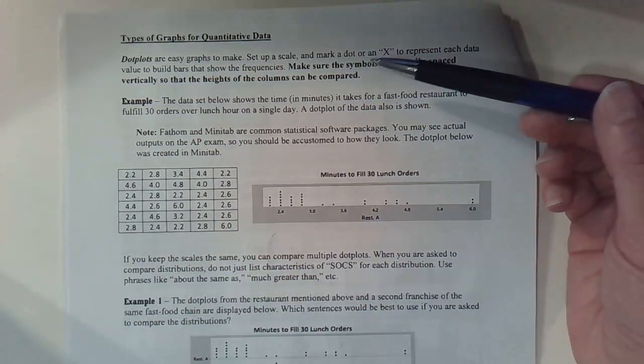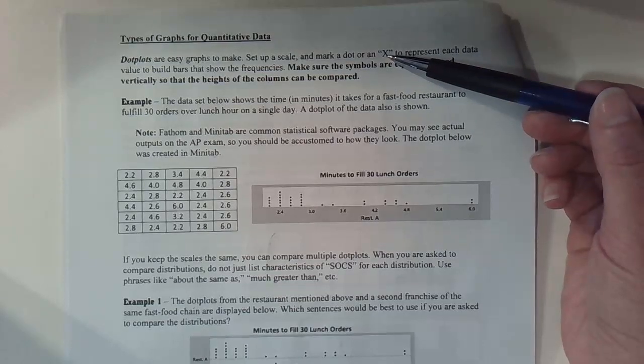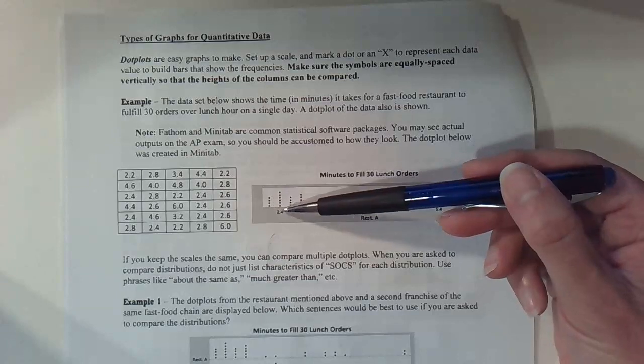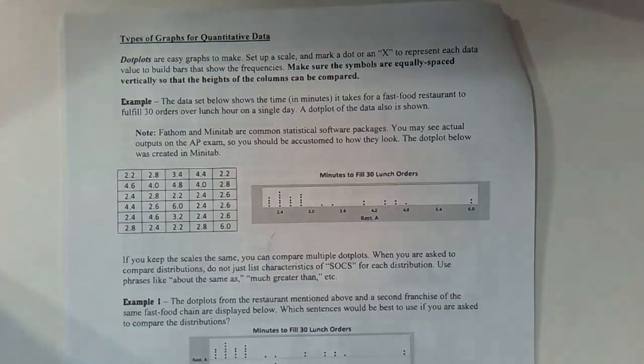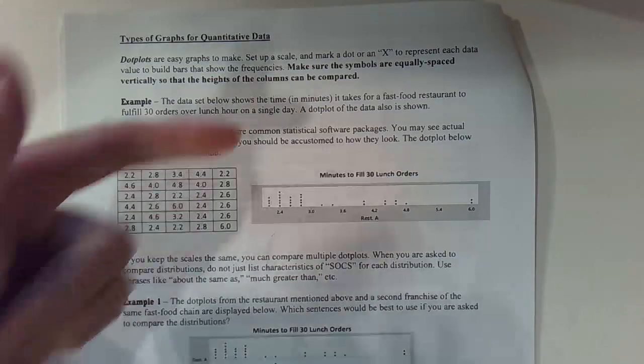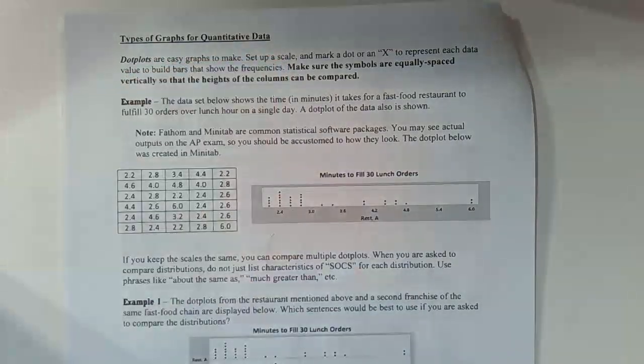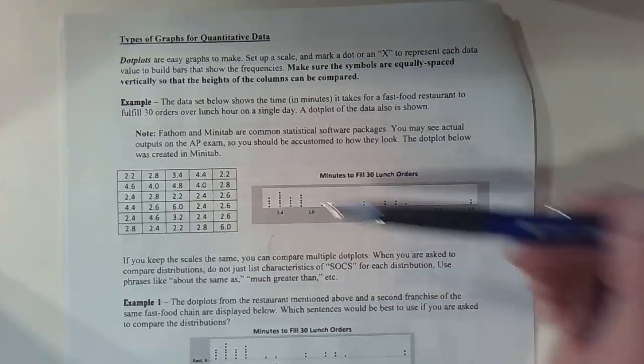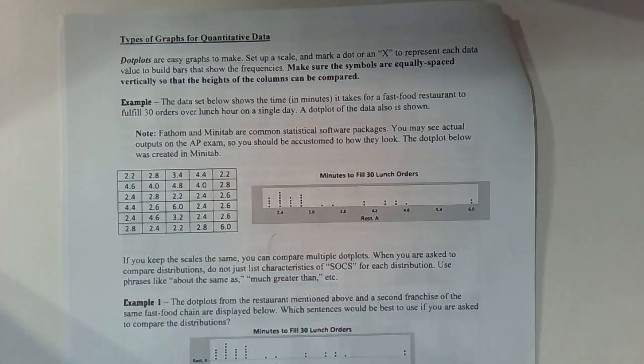Now, I said here you can mark a dot or X's to represent each data value. And basically what you're doing is you're stacking whatever symbol you use so that when you're done, it actually looks like a form of a bar chart. Just make sure when you draw the symbols that they are equally spaced vertically so that the heights of the columns can be compared. You don't want to make super tiny symbols on one column and large symbols on another column so that one looks more exaggerated than the other.